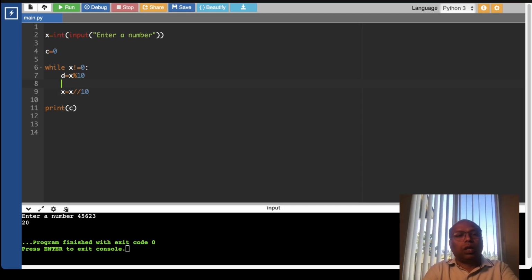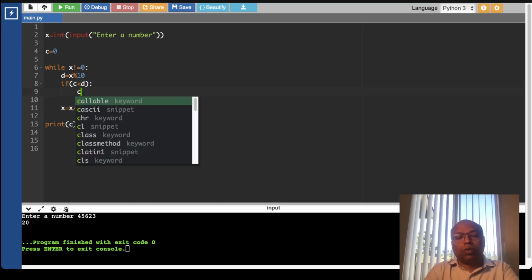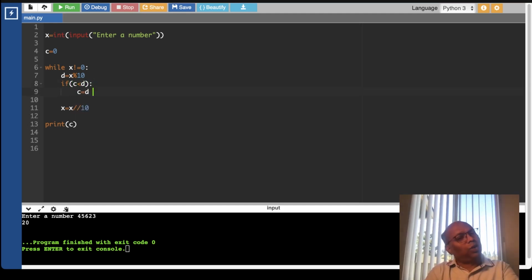What should I do? If C is less than D, C represents what? C represents my mind. I need to put in my brain C is equal to D. Otherwise, what should I do? Keep the C as it is. Keep the mind as it is. Else you would need to say C is equal to C, but you don't need to say. Let it be as it is.